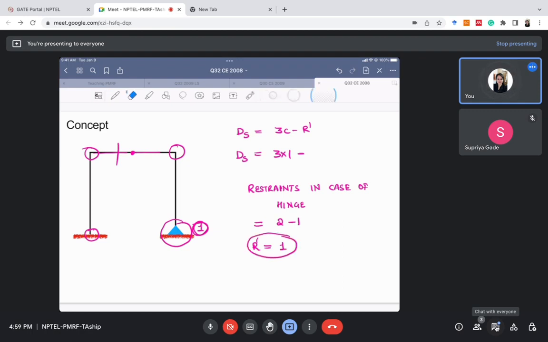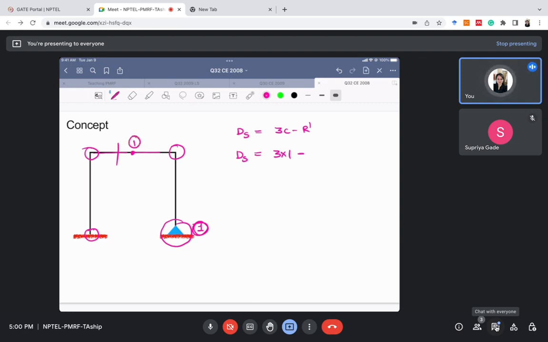Okay, I hope it is clear. In case of a hinge, how will we calculate the restraints? The restraints will be number of members connecting the hinge minus 1. So here we have one restraint required here, one restraint we require here. So total number of restraints are 2. So degree of static indeterminacy will be 1 in this case. Okay, I hope this is clear.